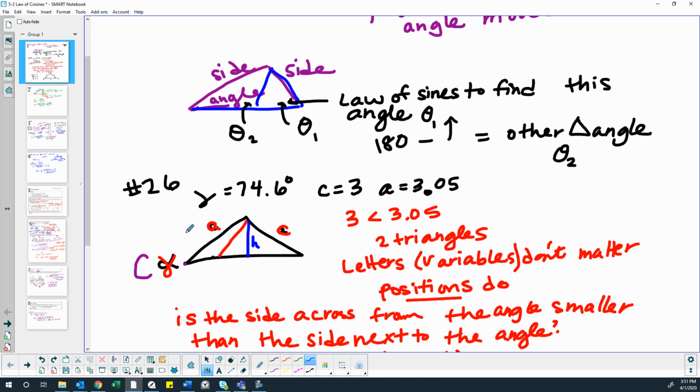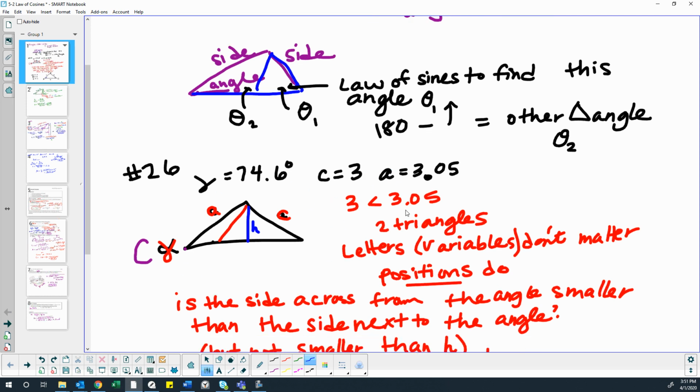So you can re-letter your picture and your given information, or just change your formula so that it doesn't have the same letters as the triangle, so that's not confusing you. In this case, in problem 26, the side across from angle gamma that's given, C, is smaller than the side that's next to gamma, A, just barely, ever so slightly smaller, which gives us the two triangles.